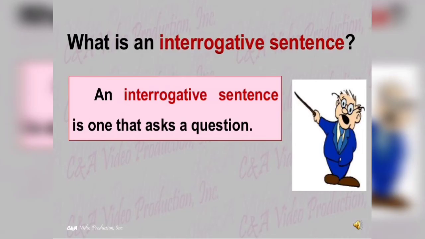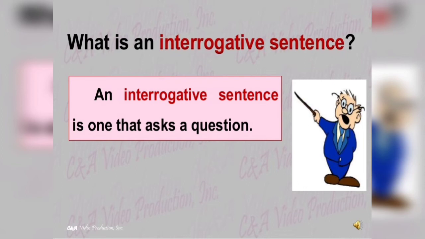Now let us move on towards what is an interrogative sentence. An interrogative sentence is one that asks a question. It is very simple, it asks a question. The sentence may start with WH, or with the helping verbs is, am, are, do, does, did, have, has, because here we are asking a question. Have you got it? It's very simple.